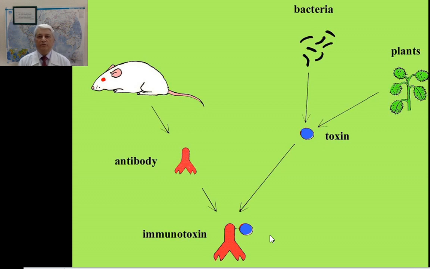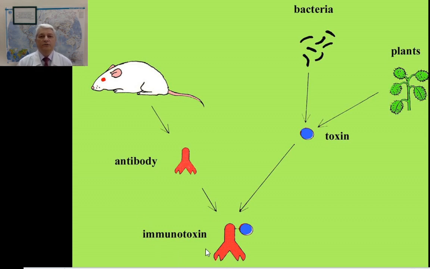Combined with toxic molecule, with poison. If we inject such a molecule to the patient, these monoclonal antibodies will find, for example, malignant tumor cells in the body of the patient, and this poison will kill them. So in this case, we can decrease the amount of the drug which we use against the malignant tumor, because it is coming only to the pathological cells.